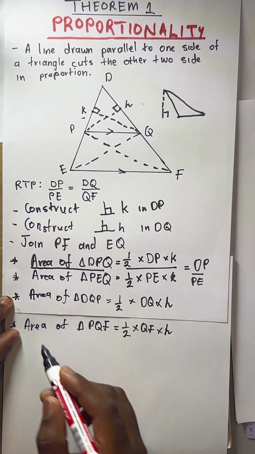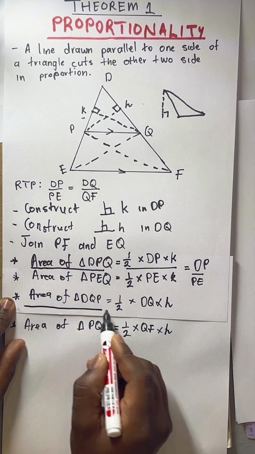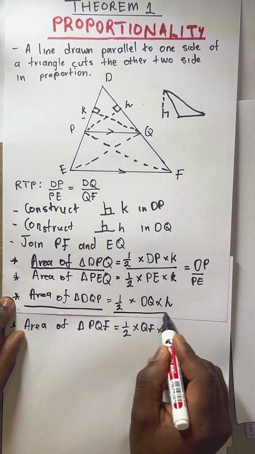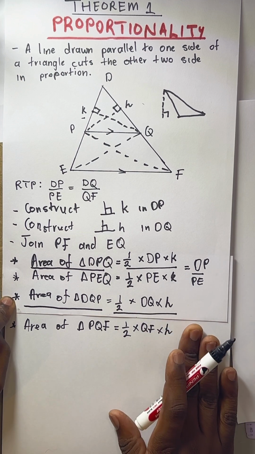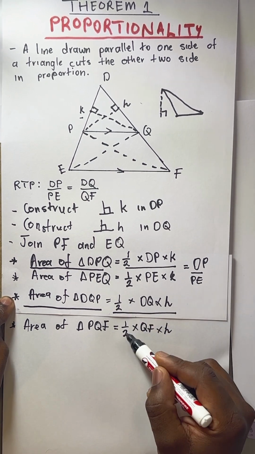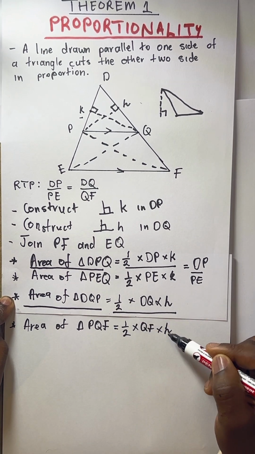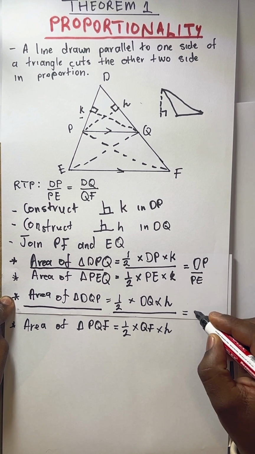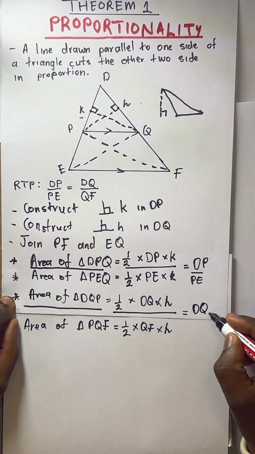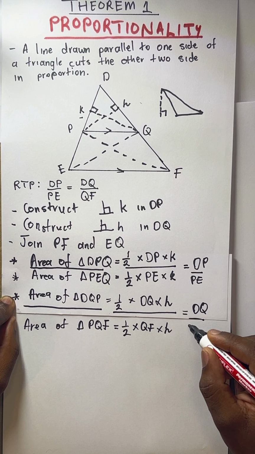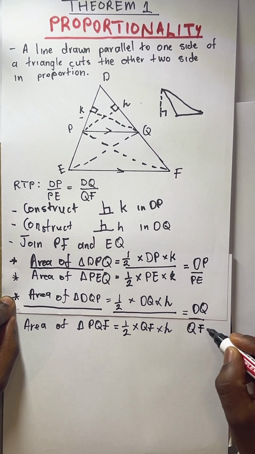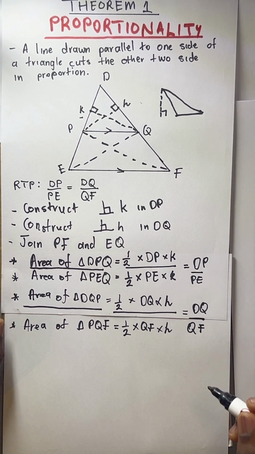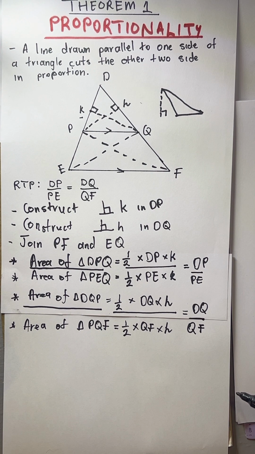So it's going to have your height H. Now if you divide these two triangles, you can see that the half and half are going to cancel, the H and H are going to cancel, which means you're going to be left with your DQ over your what? Your QF. Your DQ over your QF. This is what you're going to be left with.